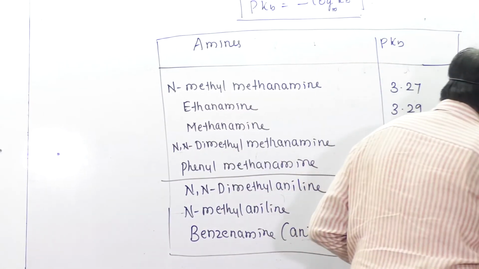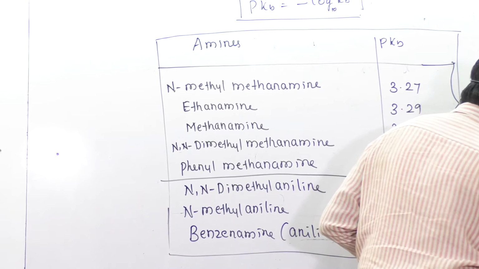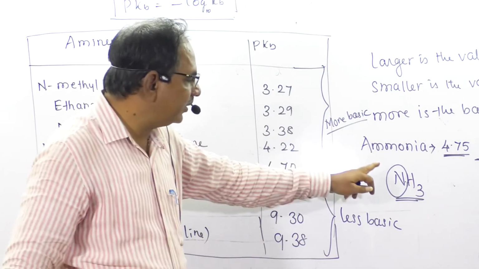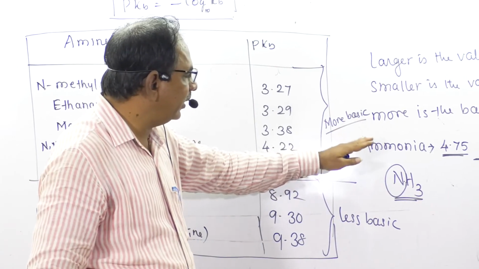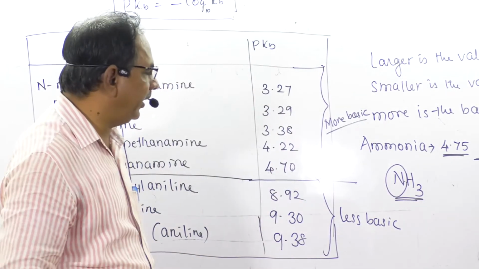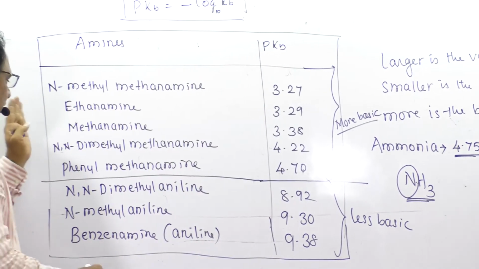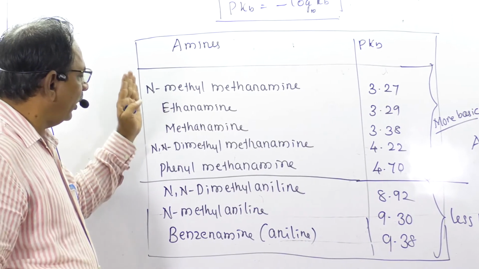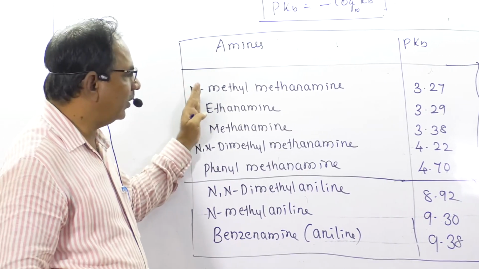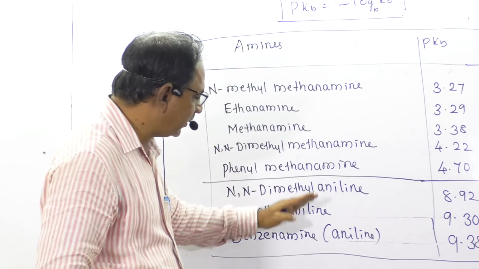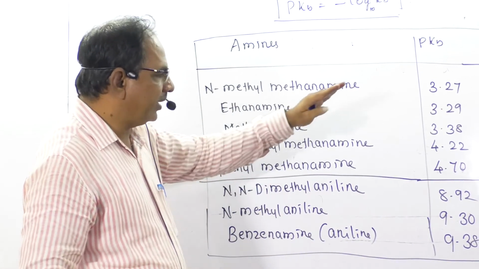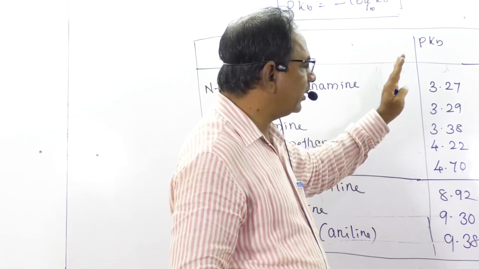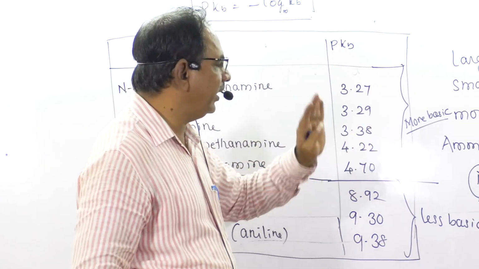The basic nature of amines depends on the nature of the group attached to the nitrogen atom. These first five compounds are called aliphatic amines, and these are aromatic amines. The final conclusion is aliphatic amines are more basic than aromatic amines.